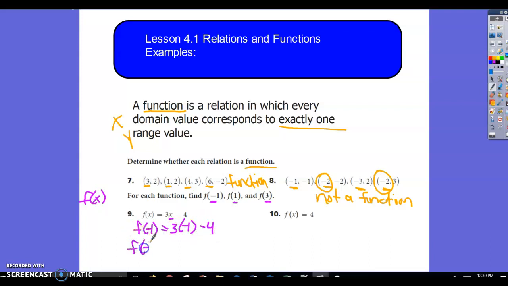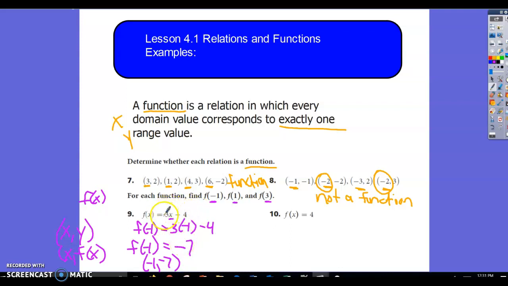So f of -1, this is kind of like just the name of your function. This is our y value. That's what we're trying to find. So 3 times -1 is -3. -3 minus 4 is -7. So when x is -1, -7 is f of x. So we can say x, y, or we can say x and f of x, which is the same as x and y. For this case, our x was -1 and our y is -7. So that would be the ordered pair that comes from that expression here.